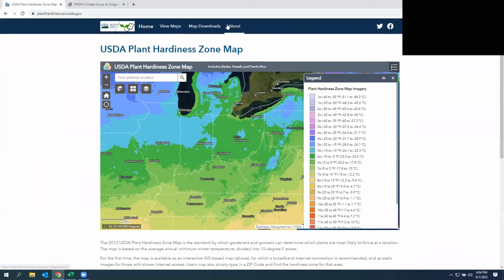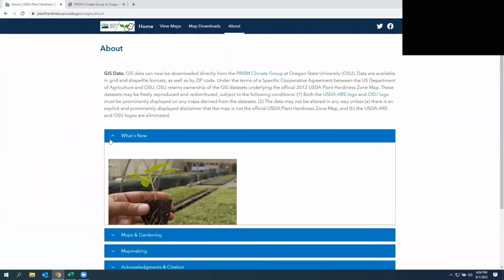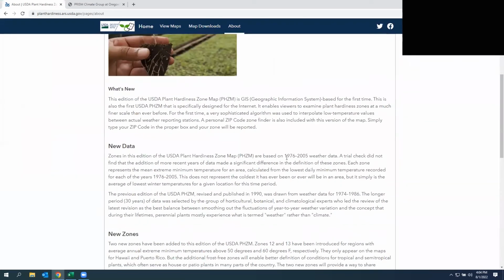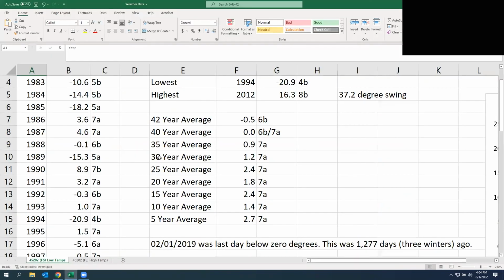The USDA believes that what matters is pulling in 30 years worth of data. So if we're going by that, then this should be what Cincinnati is coded as on their site, which is 1.2 degrees, which is a 7A winter. And then from there, we've got 2.4, 1.8, 2.4, 1.4, 2.7. And these are all solid 7As.